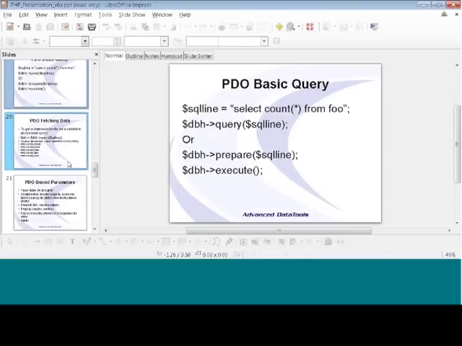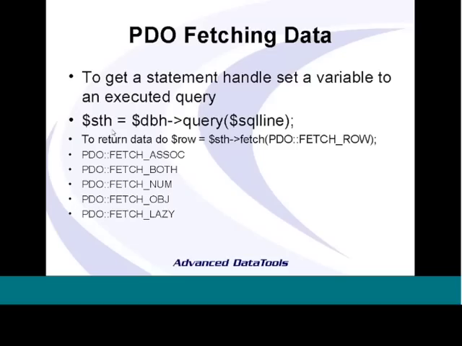We set up a basic query. We fetch data. Just real quickly, I had fetch object in our example. Fetch row if you want a standard numerical array returned. There's associated if you want an associated array returned. Both if you want both returned in one object. You can fetch as a number if you just want a specific numerical returned. And there's lazy, which will return absolutely everything into a single object.